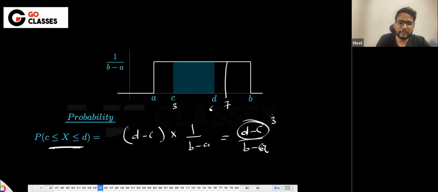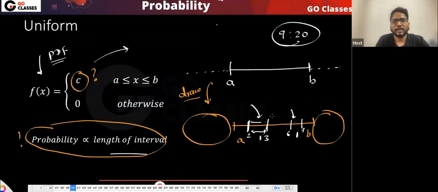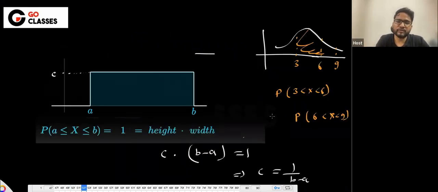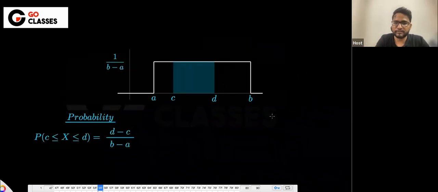So I hope you are convinced that the probability is directly proportional to the length of the interval. That's why it is uniform, which means if for any interval the length is the same, the probability is the same. Okay, so that's why we call it uniform. If I'm being fair, if I have the same length of interval, then the probability will also be the same. Okay, the probability is coming out to be this.